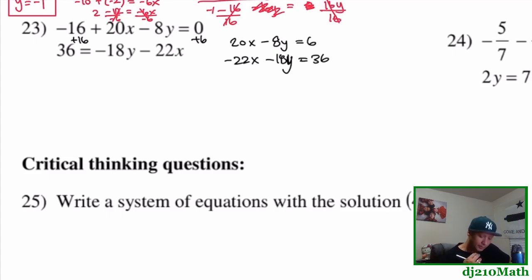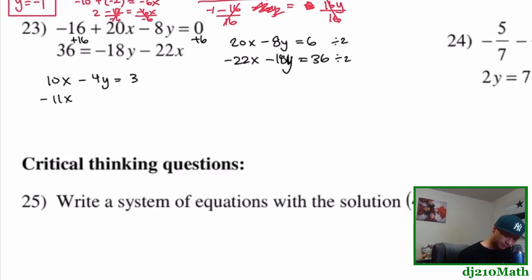Okay. There's a lot that can go on right here. So I'm going to divide everything by 2. Just divide everything by 2. Right, they're all even. So this is going to be 10x minus 4y equals 3. Negative 11x minus 9y equals 18. Because I divided everything by 2.